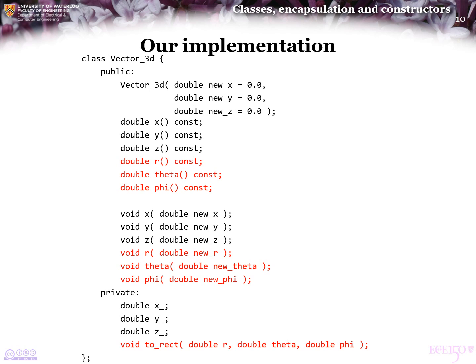Thus, let us assume we are adding additional member functions that return the spherical coordinates of this point in R3, that is the radius, the inclination, and the azimuth. We can either access each of those coordinates or we can change each of those coordinates. Now, to help us in changing those coordinates, we're also going to introduce a new private member function that converts the spherical coordinates r, theta, and phi into our rectangular coordinates.